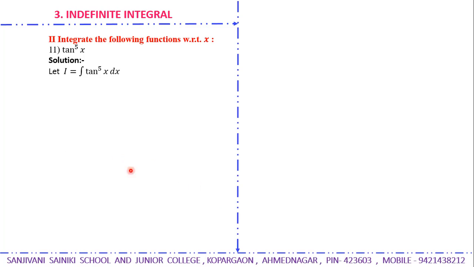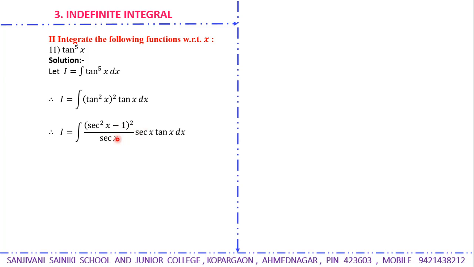Now this tan raised to 5x, we have to integrate this function. So let I is equal to integral of tan raised to 5x. Here I can write it as tan square x, whole squared, into tan x. So using laws of indices, I will get tan raised to 5x. Now what is tan square x? Tan square x is sec square x minus 1, bracket square, divided by sec x.